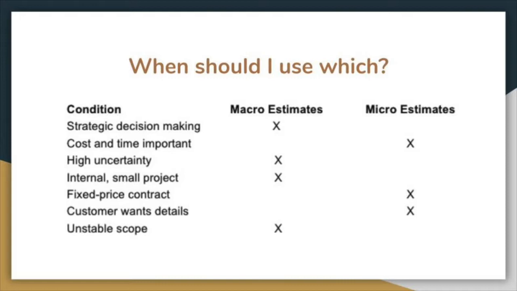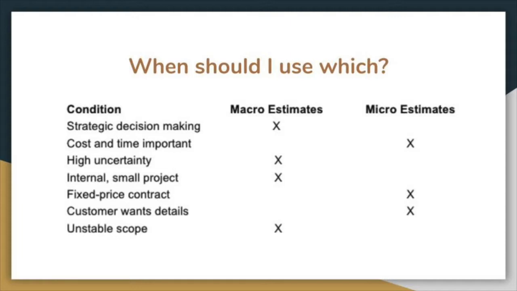So in terms of which you should use at which time, the macro estimate is the same thing as the top-down approach, and micro is the bottom-up approach. So you want to use top-down when the project is much more uncertain. If you have more certainty, you want to use bottom-up.